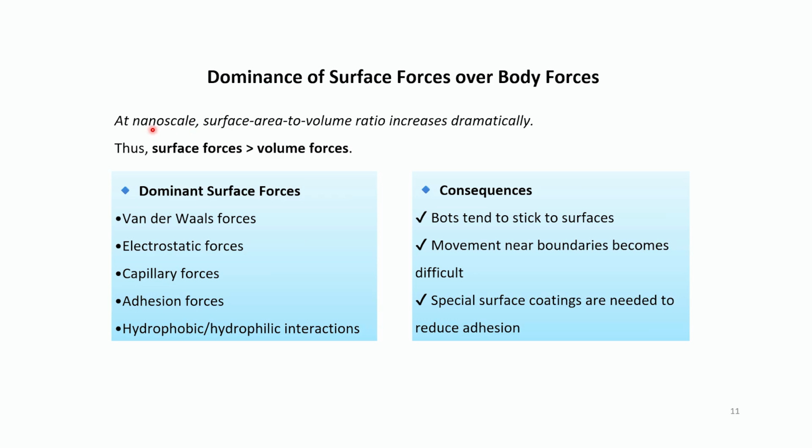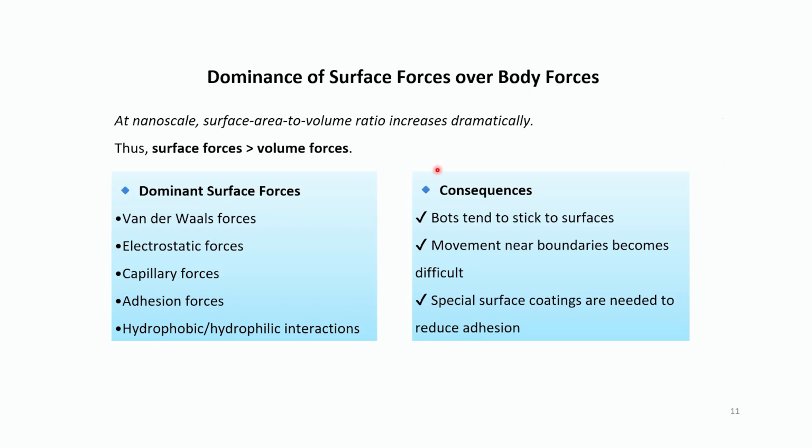Now, dominance of surface forces over body forces. As I've already told you in the surface chemistry part, at nanoscale the surface area to volume ratio increases drastically. So surface forces dominate over volume forces. The forces that act on bulk materials, that is inertia and gravity, are not so dominant. The dominant forces become the surface forces like surface tension, electrostatic forces, or van der Waals. These are the dominating surface forces: van der Waals forces, electrostatic forces, capillary forces, adhesion forces, or hydrophobic and hydrophilic interactions.